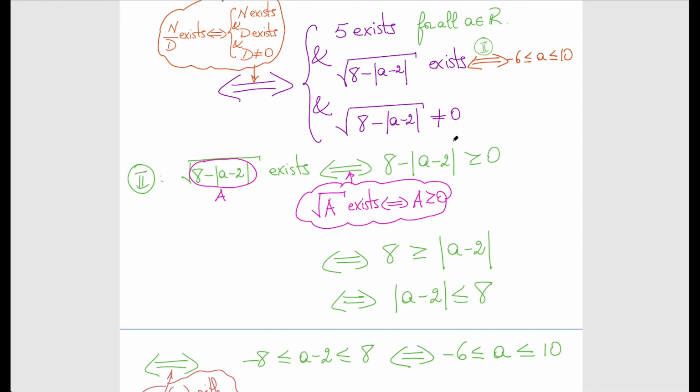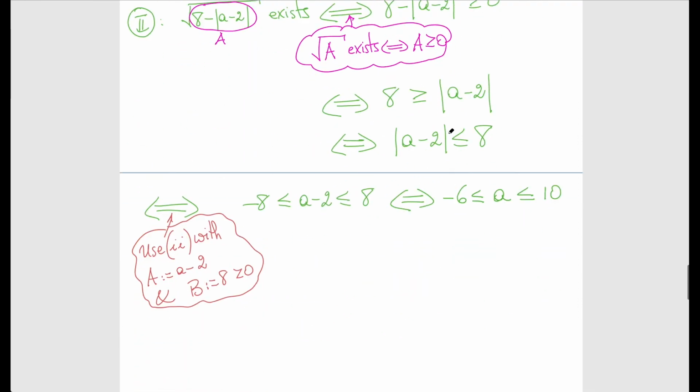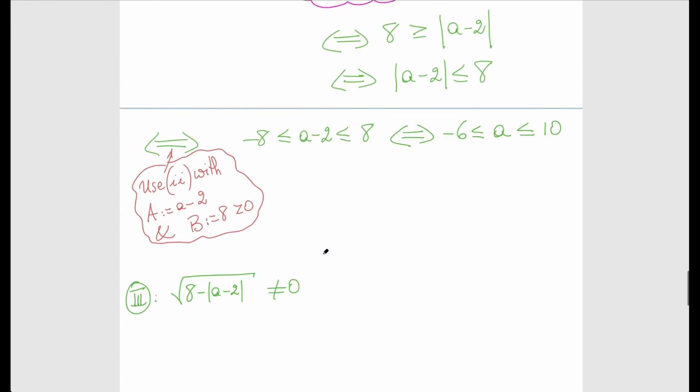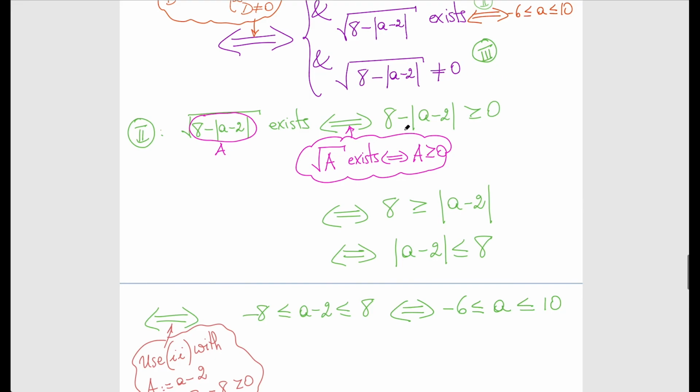Alright. Very good. So now the last part, let's give it also a name. How about we call it 3. So discussion 3, we're gonna do it below. When does the square root of 8 minus the absolute value of a minus 2 not 0? Well, condition or discussion 3. So the square root of 8 minus the absolute value of a minus 2 is not 0. This is exactly what we have, right? This is exactly what we have.